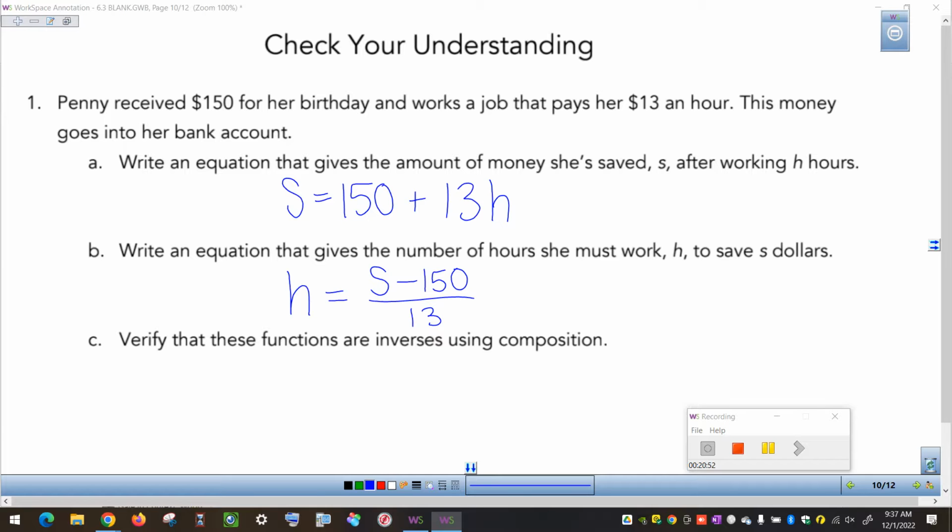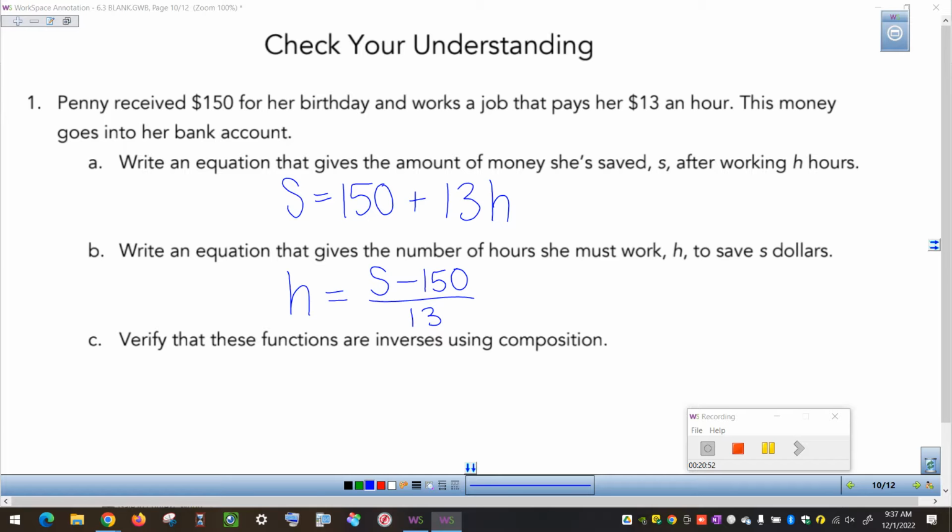So kind of like in the other problem we did, both equations have value depending on what you have and what you're trying to find out. So if you know how many hours she's worked, use this one. Figure out how much she can save. If you know how much she wants to save, use this one. That's going to tell you how many hours she has to work.